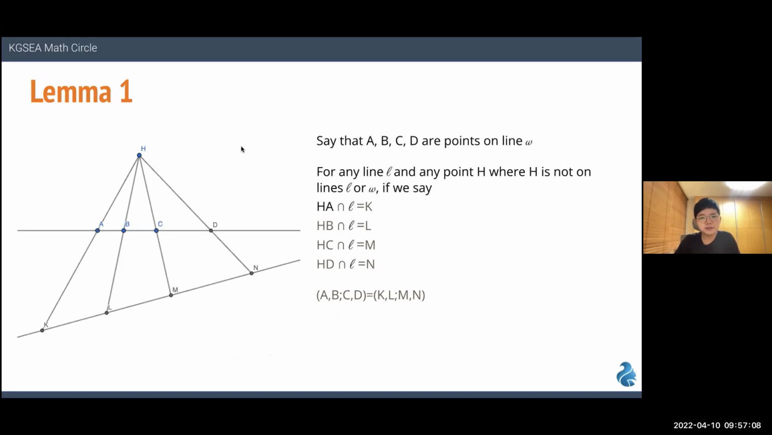So the first lemma says that if A, B, C, D are points on line W, for any line L and any point H where H is not on lines L or W, if we say that K is the point where H, A, and L meet, L is the point where H, B, and L meet, M is the point where H, C, and L meet, and N is the point where H, D, and L meet, then A, B, C, D, and K, L, M, N have the same cross ratio. And this can be proven by manipulating the area ratio of the triangles.